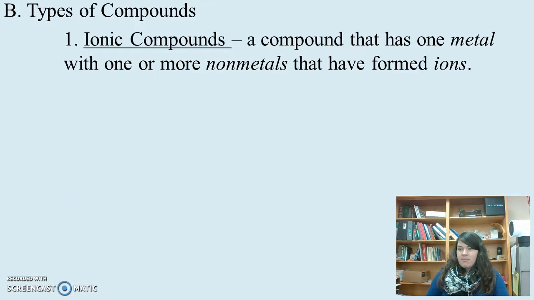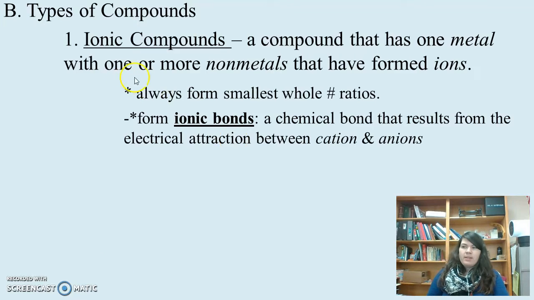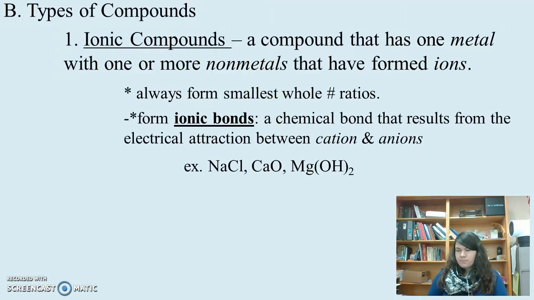And we have specific names for these guys. They're made up of ions. Oh, and these ionic compounds always form smallest whole number ratios, and they're made up of ionic bonds. Ionic bonds form between cations and anions, and they're exchanging their electrons. This will become a little bit more clear as we go. Some examples of ionic compounds: sodium chloride, metal, nonmetal; calcium oxide, calcium and oxygen, metal plus a nonmetal; magnesium hydroxide, metal plus 2 nonmetals. Okay.